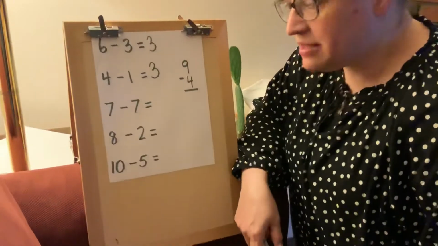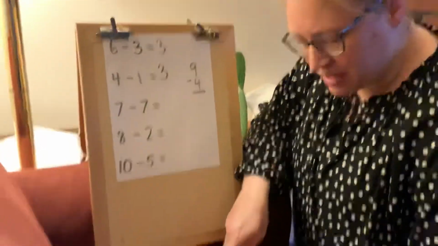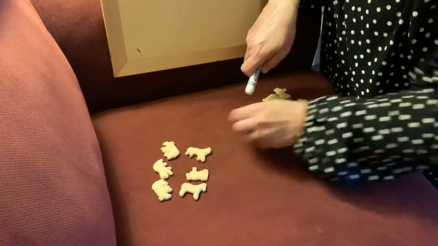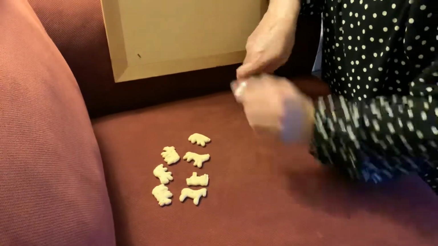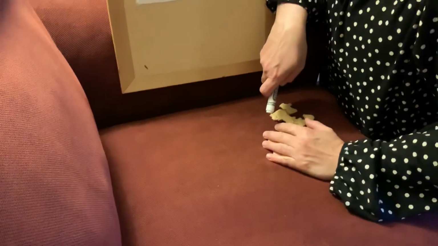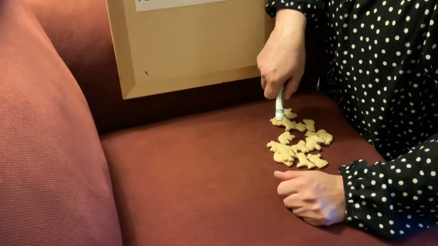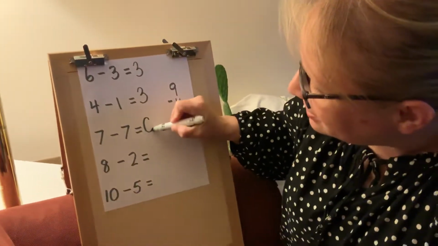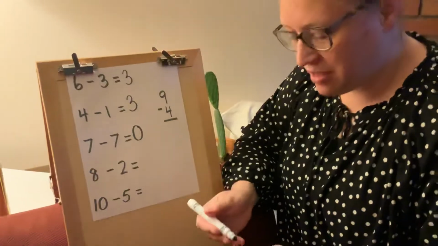Let's try this one. 7 minus 7. So I've got to put my 7 animal crackers here. Here they are. And then it says I have to take away 7. How about that? How many are left? 0. 7 take away 7 equals 0.